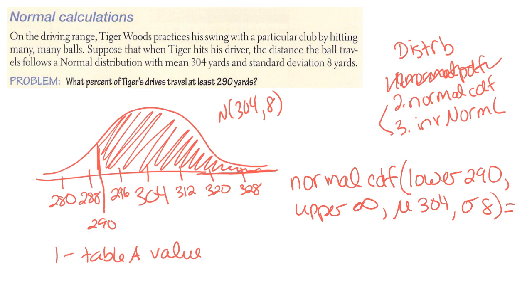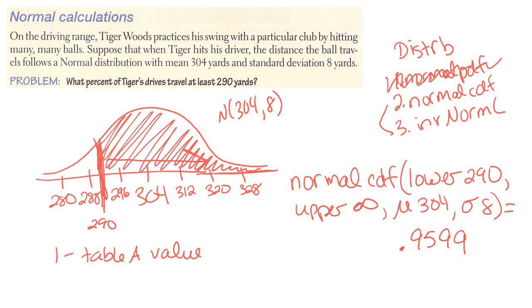That is fine. So when you hit enter on your calculator, it will give you this probability of 0.9599, which is the appropriate probability. You do not need to subtract from 1 because you set your lower boundary at 290 and your upper boundary at infinity. So it calculated that area to the right for you.